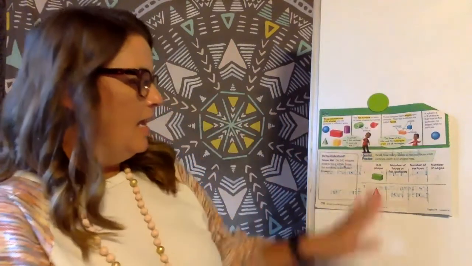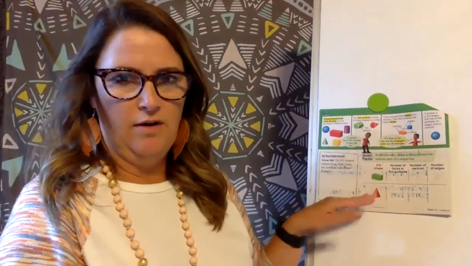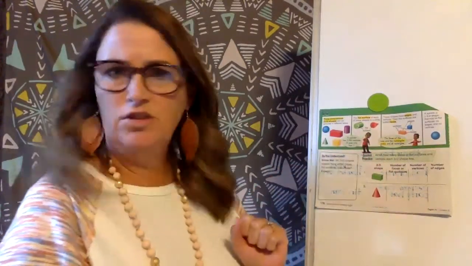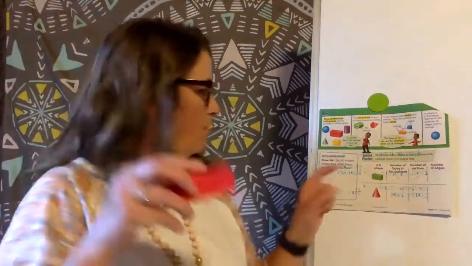All right, let's look at your guided practice, and this is the section where it gets a little not really sure about what to believe. It says write how many faces or flat surfaces and vertices each 3D shape has, okay? So we're gonna start with theirs is green, mine is red.